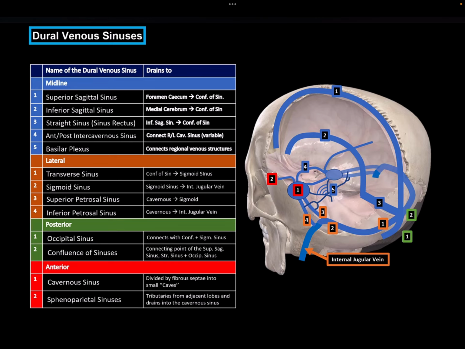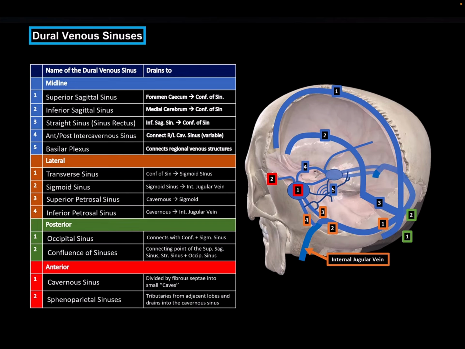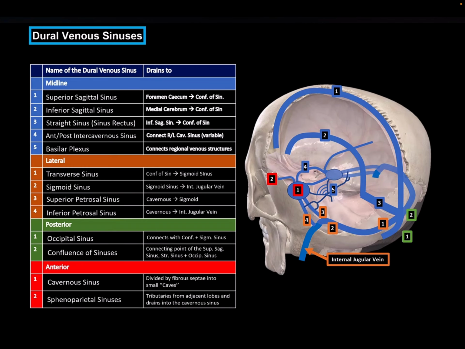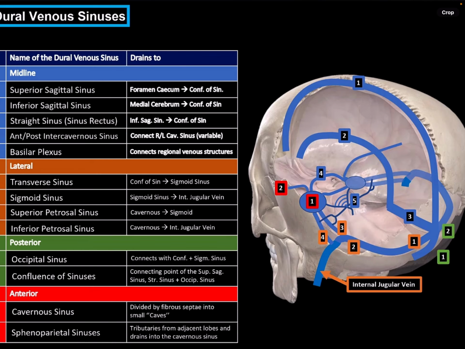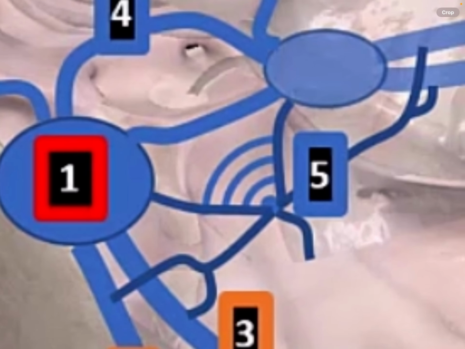Now here you can see all of that I told you, all the information. Superior sagittal sinus, I've already told you, runs from the foramen cecum to the confluence of sinuses. Inferior sagittal sinus runs from the inferior margin of the falx cerebri to the confluence of sinuses. Then the straight sinus, from the inferior sagittal sinus to the confluence of sinuses. Remember, the straight sinus is formed by the inferior sagittal sinus and the great cerebral vein. Then the anterior and posterior intercavernous sinuses connect the right and left cavernous sinuses. Then the basilar plexus connects the regional venous structures, right?